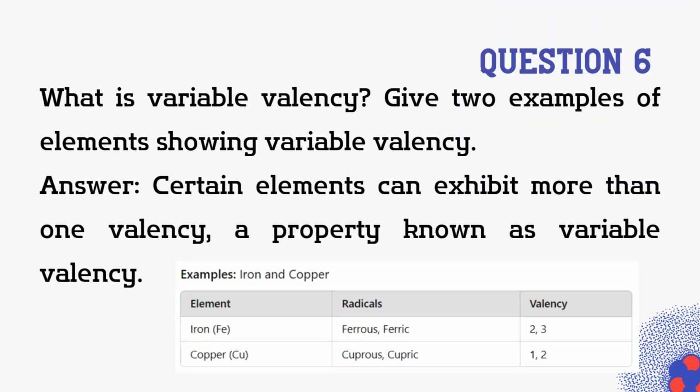Next question. What is variable valency? Give 2 examples of elements showing variable valency. Answer: certain elements can exhibit more than one valency, a property known as variable valency. First example, iron, which has 2 radicals: ferrous having 2 valency and ferric having 3 valency. Example 2, copper, which also has 2 radicals: cuprous with valency 1 and cupric with valency 2.